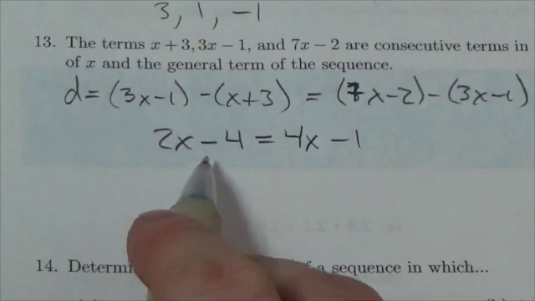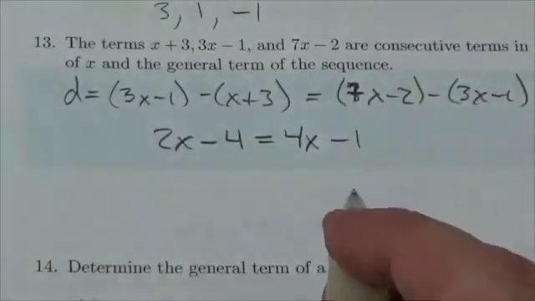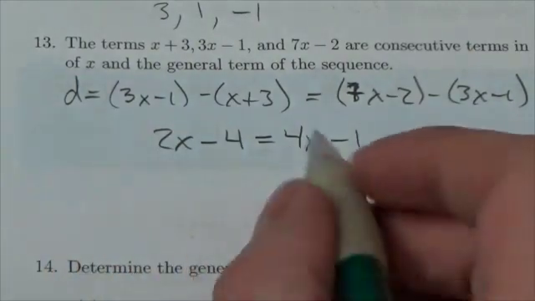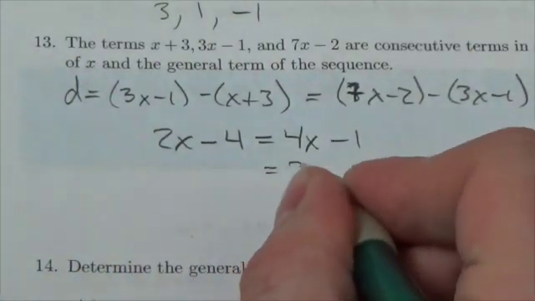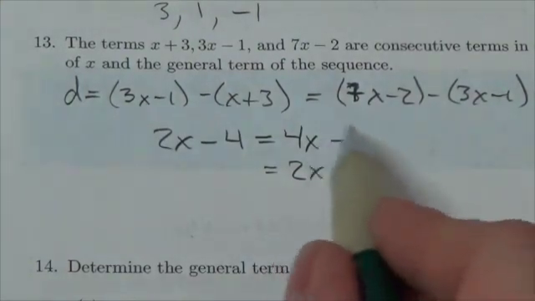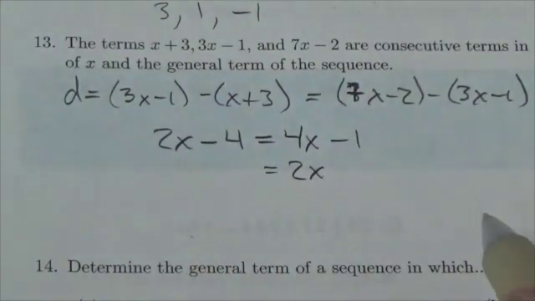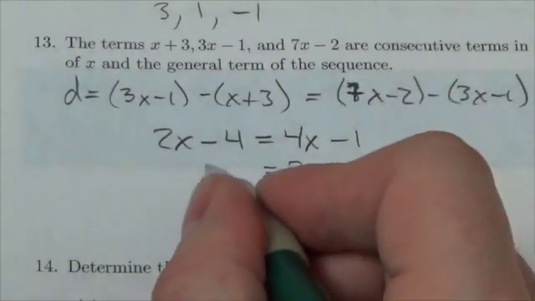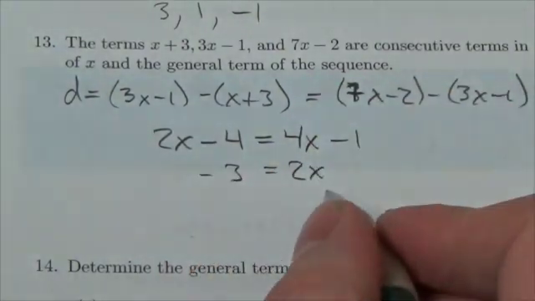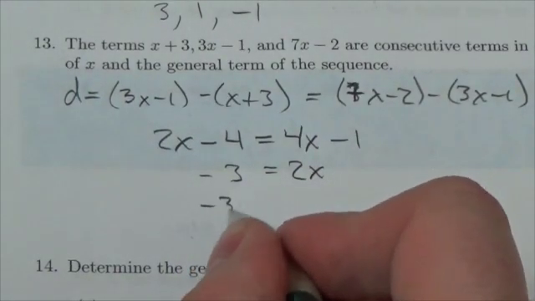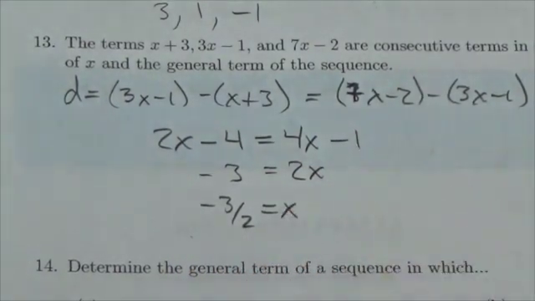Now, my goal is to get x by itself on one side so I can isolate it. So I'm going to bring the 2x over because I can see right now that that's going to end up making it a positive on the right-hand side. I will add the 1 to both sides. So this is going to be negative 4 plus 1. So that'll be negative 3. And so now we're going to get here that x is equal to negative 3 halves.